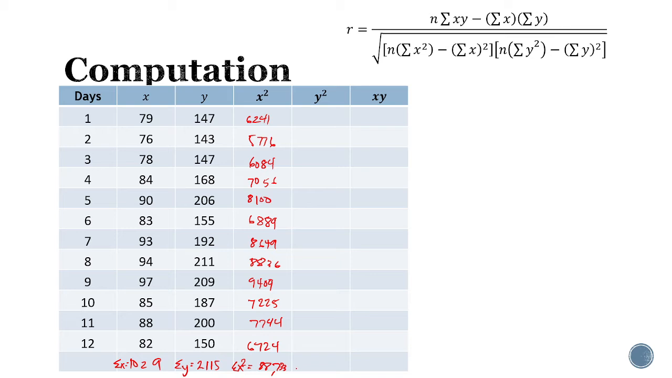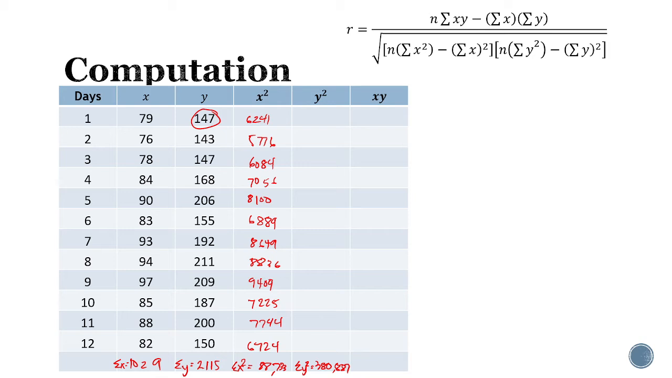Hopefully, tama yung makukuha niya. We'll have here, summation of y squared will be 380,887. Okay? So, paano nakuha yan? Kukunin lang ulit yung sum ng y squares natin. So, paano nakuha yung y square? You just need to square the y here. So, 147 times 147, magkakaroon ka dyan 21,609. And 143 times 143, that will be 20,449, and so on and so forth.